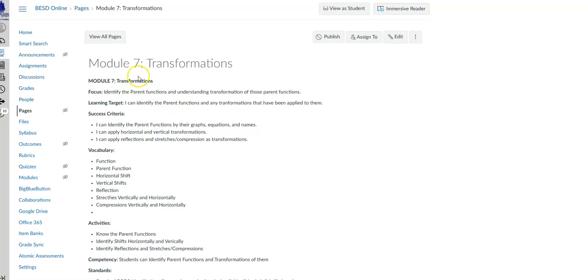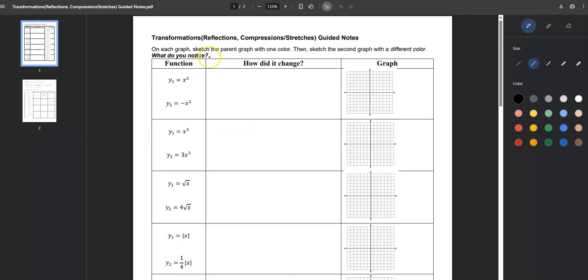All right, Module 7, Transformations, and we're on day 3 here. Still got our learning target with transformations, but we're going to apply reflections and stretches and compressions as transformations. That ties right in with day 1 with the parent functions, and day 2, which was your vertical or horizontal transformations: right, left, up, down. Now we're going to reflect, stretch, and compress is what we're looking at today, okay?